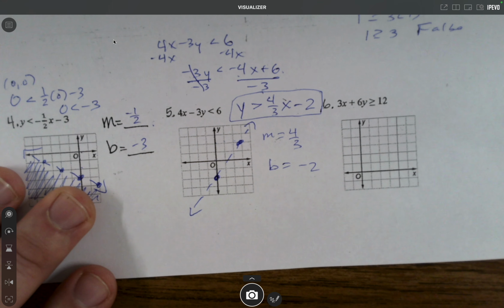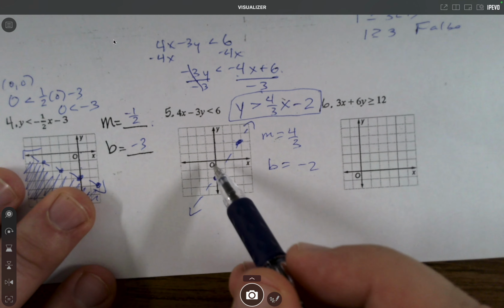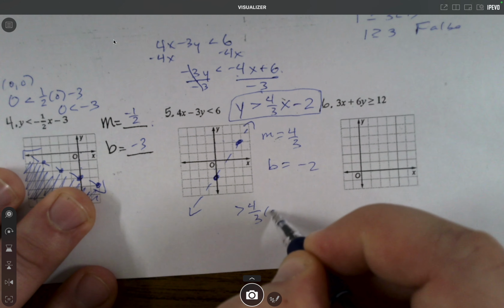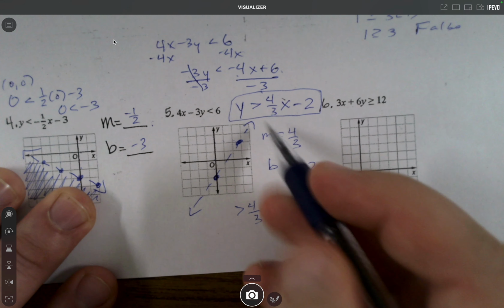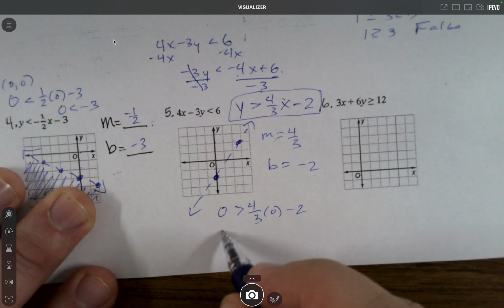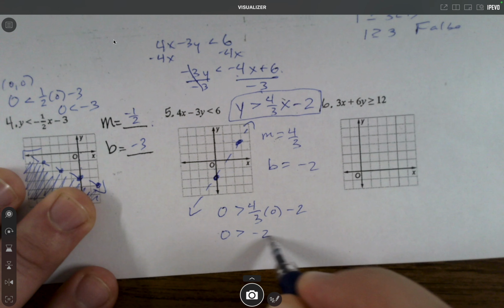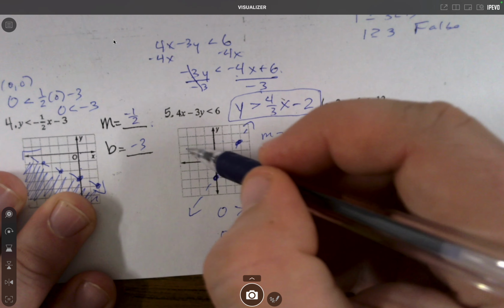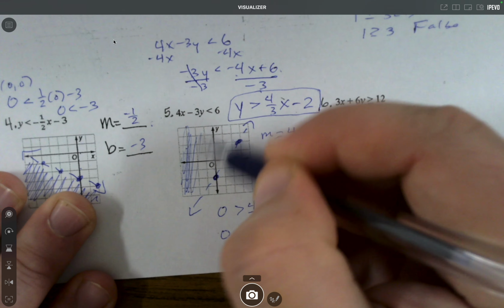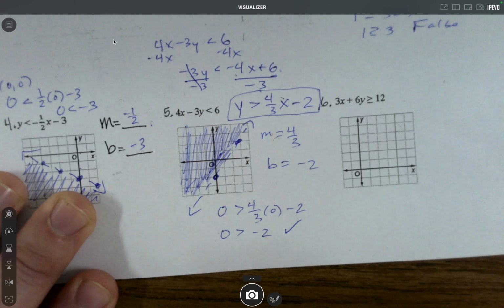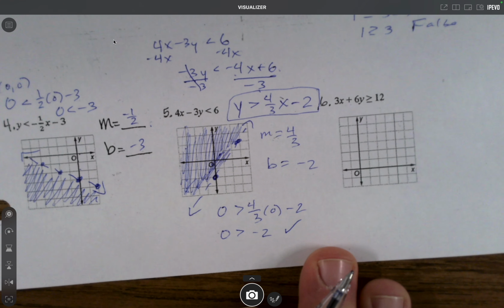And then we'll need to plug in a point. So I'm going to plug in 0, 0. I'll plug in 0 for x. Plug in 0 for y. 4/3 times 0 is 0. 0 minus 2 is negative 2. This is saying 0 is greater than negative 2. That's true, so I do shade in the side that has the origin on it. So true statement, you do shade that side. False statement, shade in the other side.